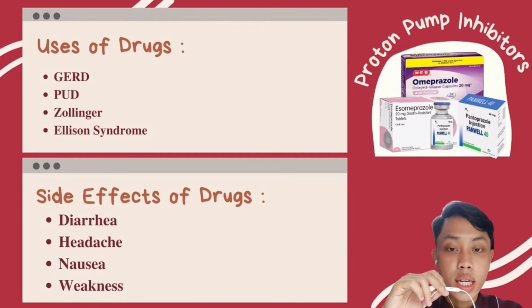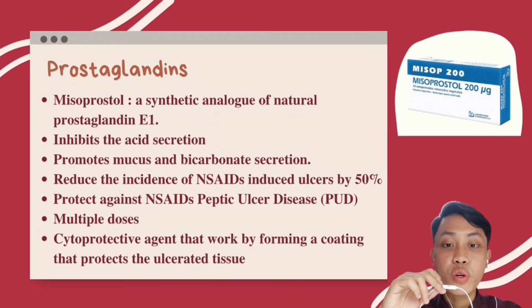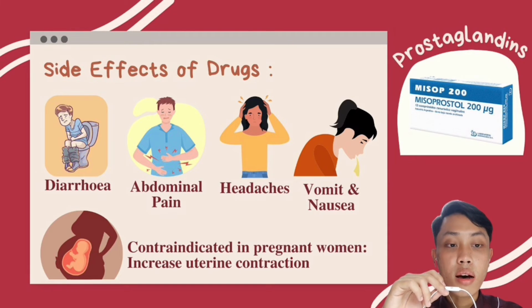Moving on to the prostaglandins. Prostaglandins are used to inhibit acid secretion and promote mucus and bicarbonate secretion, reduce the incidence of non-steroidal anti-inflammatory drug-induced ulcers by 50%, and protect against NSAID peptic ulcer disease (PUD). It is usually used with multiple doses. The side effects of prostaglandins are diarrhea and abdominal pain, and they are contraindicated in pregnant women as they increase uterine contraction.